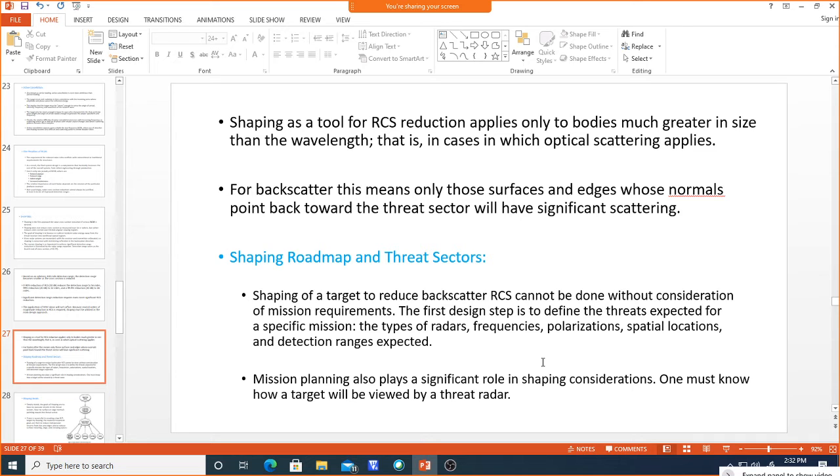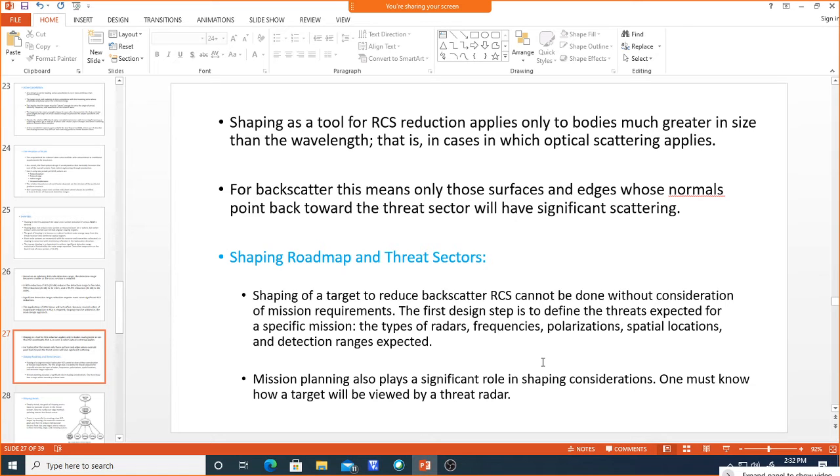So the type of radars is also important for that specific mission, and frequencies, polarization, and also spatial locations and detection ranges. All these parameters are primary parameters for any specific mission, so we need to take care of them while doing the shaping techniques. And how we plan the mission is also important for radar cross section reduction, and it plays a significant role in shaping consideration.